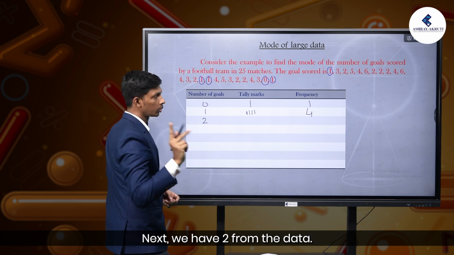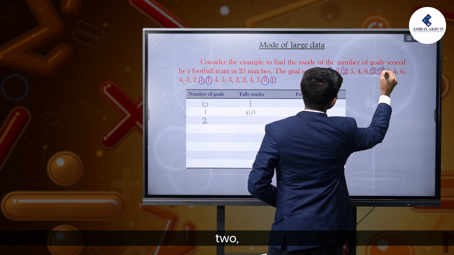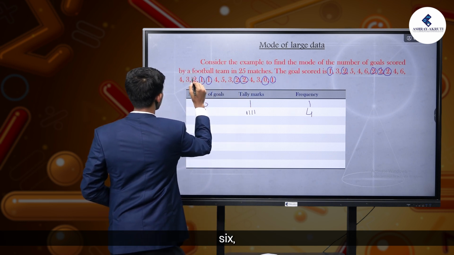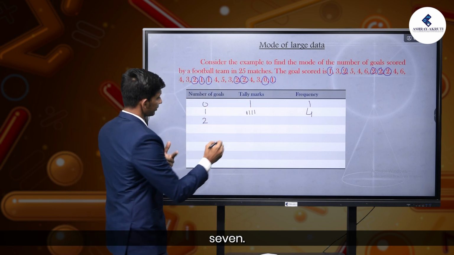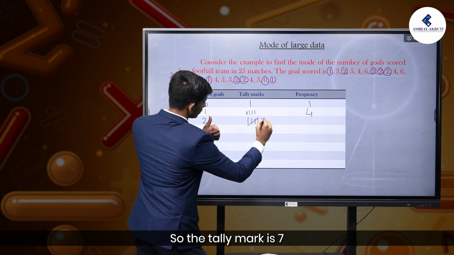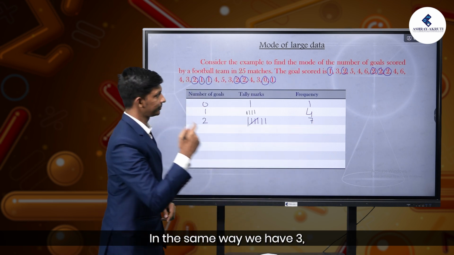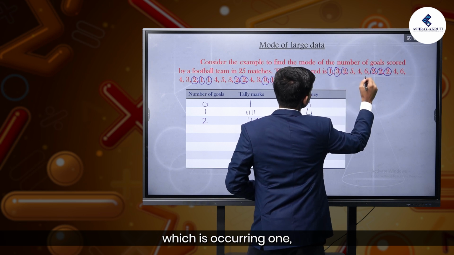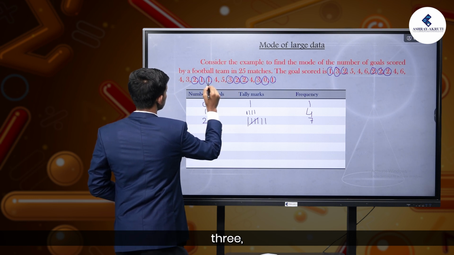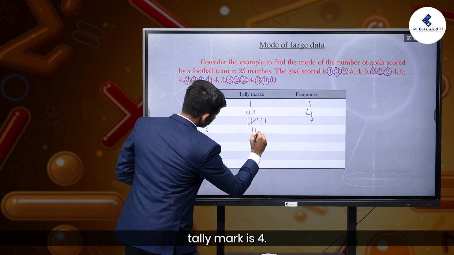Next, we have 2. From the data, the number of times 2 appears is 1, 2, 3, 4, 5, 6, 7. So the tally mark is 7 and the frequency is 7. In the same way, we have 3, which occurs 1, 2, 3, 4 times. The tally mark is 4.